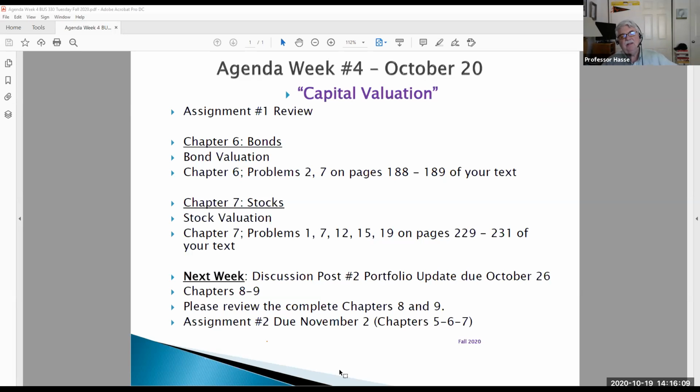But our subject tonight is capital valuation. And that involves where do we get capital from? And the two main sources for corporations is the issuance of public debt, bonds, and the issuance of public equity, stocks. Here's a little video describing this.